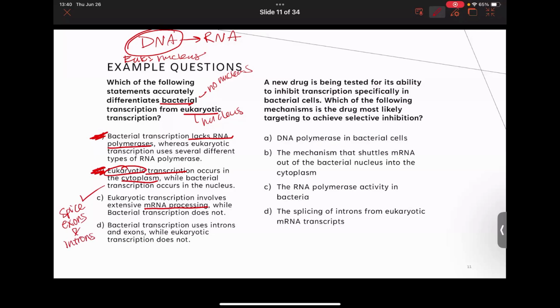So this is matching up, but let's rule out our last one. Bacterial transcription uses introns and exons. It's the opposite of what this is saying, right? So C is our answer here.